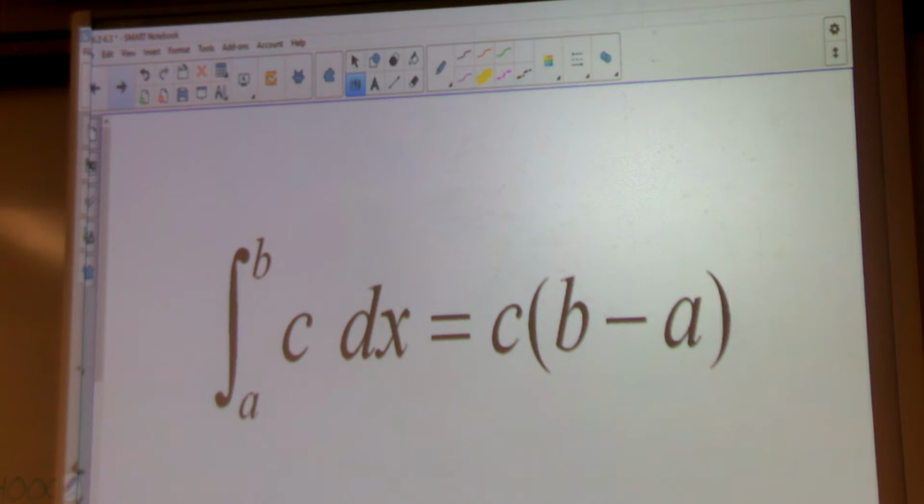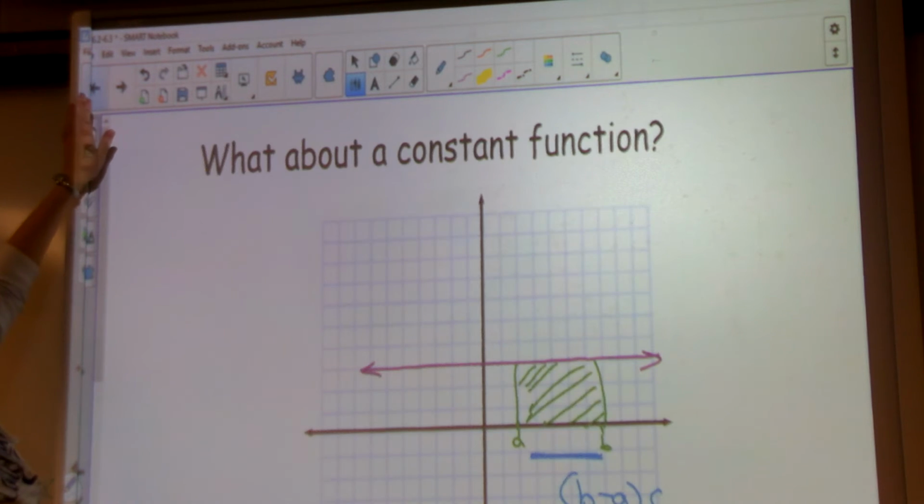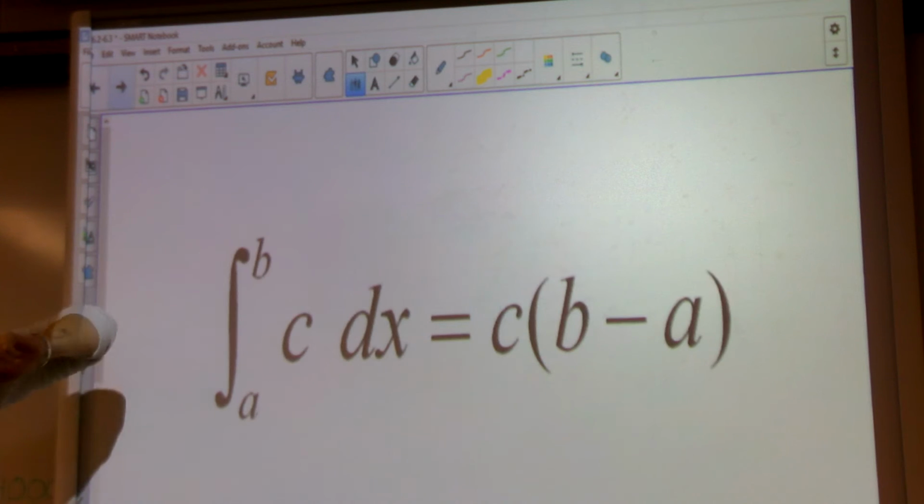B minus A. Can you go back to the last slide for like 2 seconds? Ready, set, go. Okay, got it.